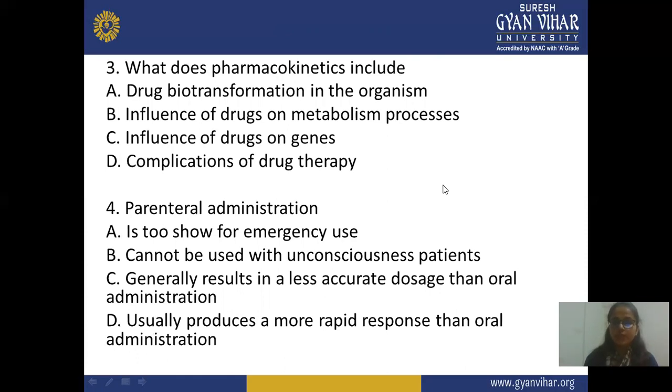Next, the fourth question. Parenteral administration is too slow for emergency use. It cannot be used for unconscious patients. It generally results in less accurate doses than oral administration. These usually produce a more rapid response than oral administration. So you should know what the parenteral route is and the different parenteral routes with examples. According to the parenteral route, you can select any one correct option out of this ABCD.